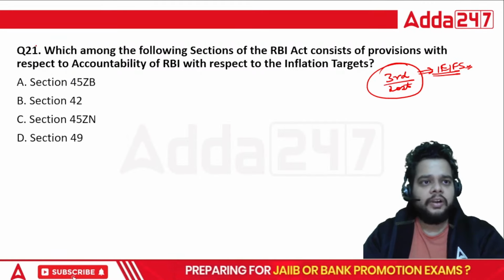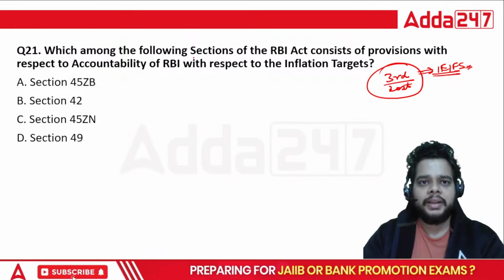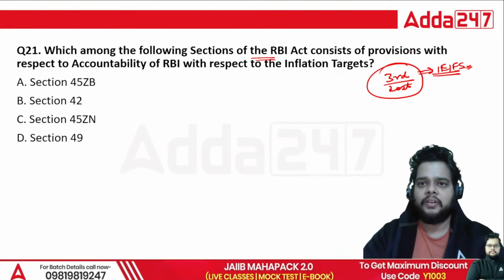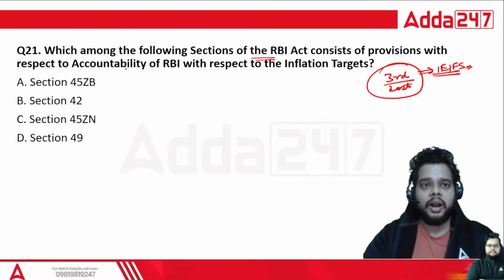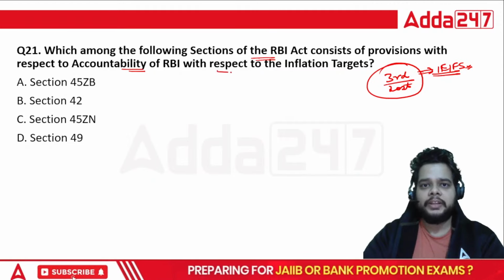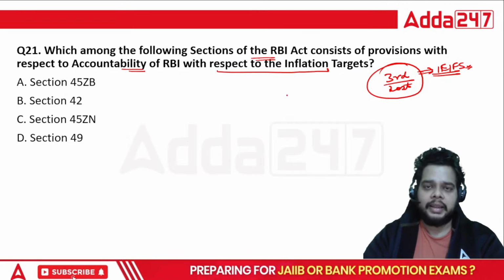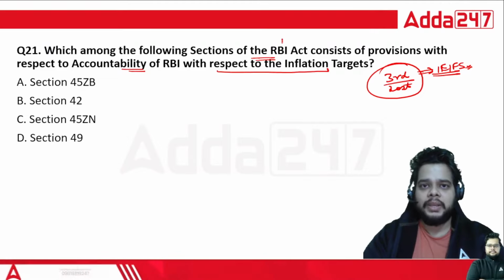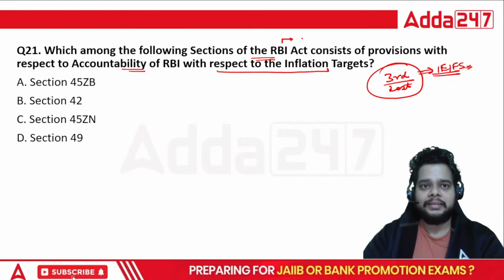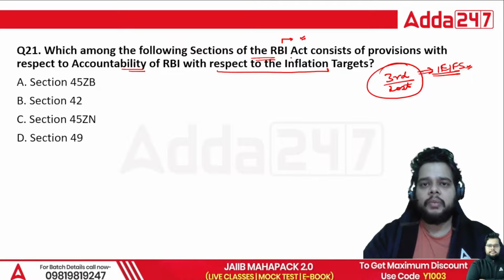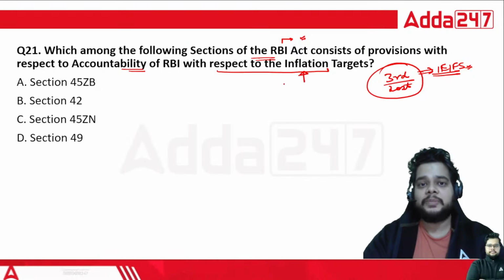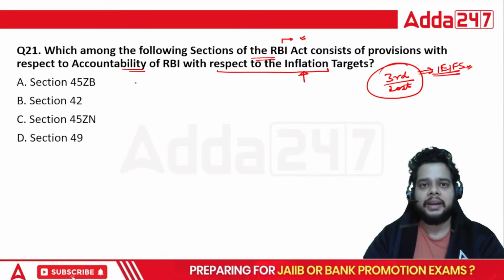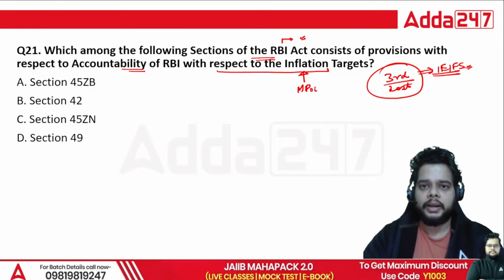So let's try to solve the questions. First one: which among the following sections of the RBI Act consists of provisions with respect to accountability of RBI with respect to the inflation targets? Whenever we talk about the RBI Act, it has been amended along with the Finance Act, right? The Parliament has amended this particular act. And when we talk about the inflation targets, there is a specific section in the RBI Act which has been added, pertaining to monetary policy.